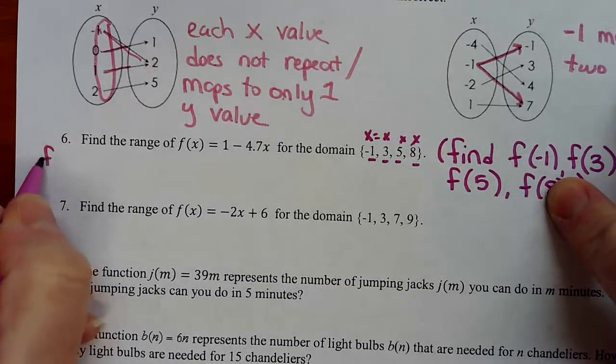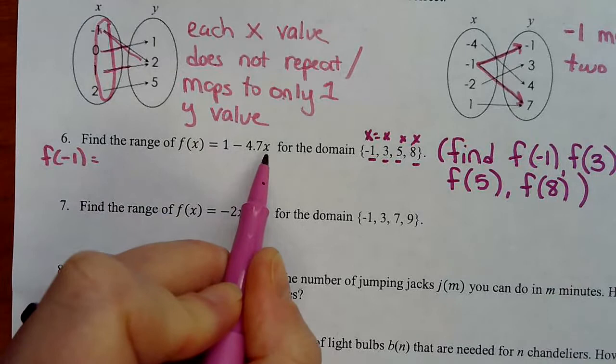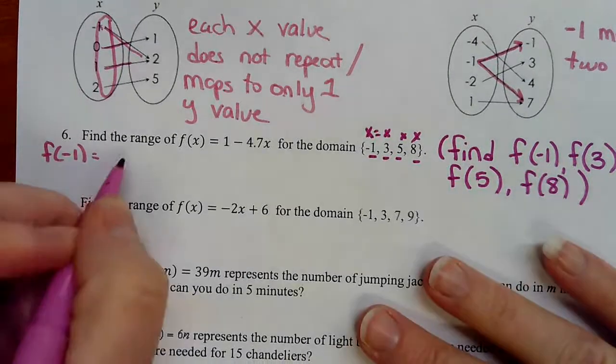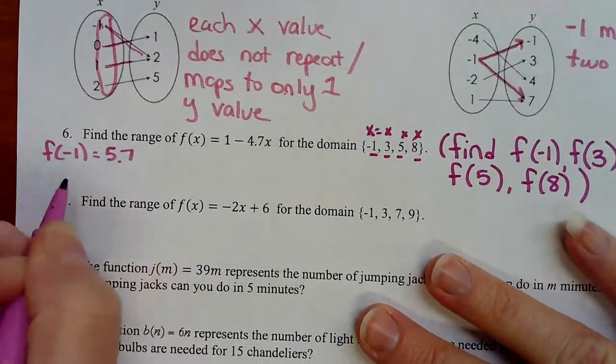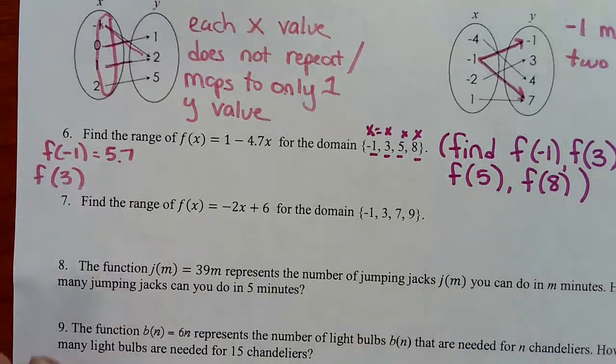So when we plug in -1, we get 1 minus 4.7 times -1. So that's basically going to be 1 plus 4.7, which is 5.7. And then we're going to do f of 3. So you're going to do 1 minus 4.7 times 3.